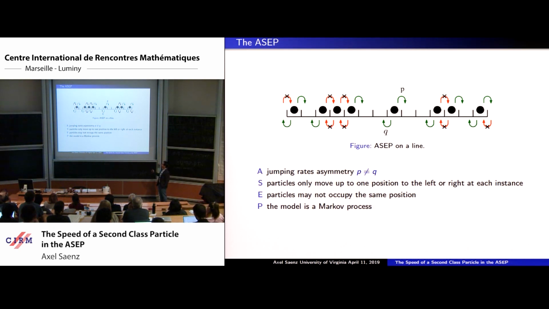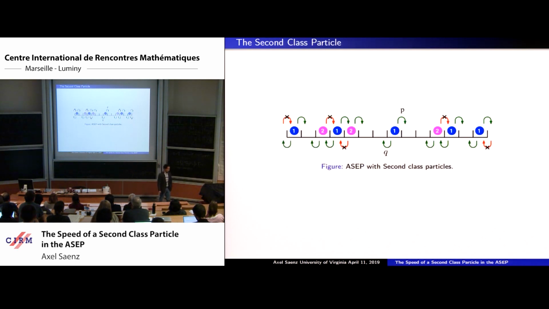The model that we're interested in is a model with second class particles. And in this model, there are two different types of particles. First class particles, which I color blue and label by 1, have higher hierarchy than the second class particles, denoted by 2. This means that if a first class particle wants to jump to a position that's occupied by a 2 particle, then they swap positions. So if this particle 1 wants to jump here, these 2 particles are going to swap, but not the other way around.